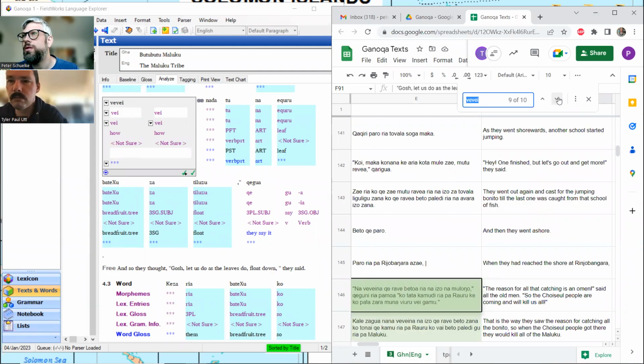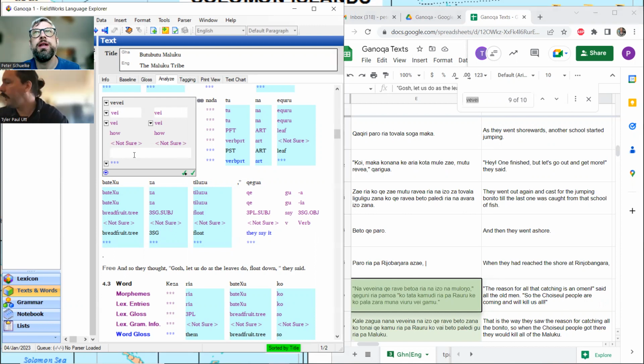No, the reason. For all that, catching is an omen. It makes sense that all these words are connected semantically, but I don't think we have a good one in English for how it's going to work. I almost think we should leave it as how, and then just not really comment on it until we have a better gloss. Reason is there in a couple instances. The way, the how, the reason. No way, no how. The way does make sense.